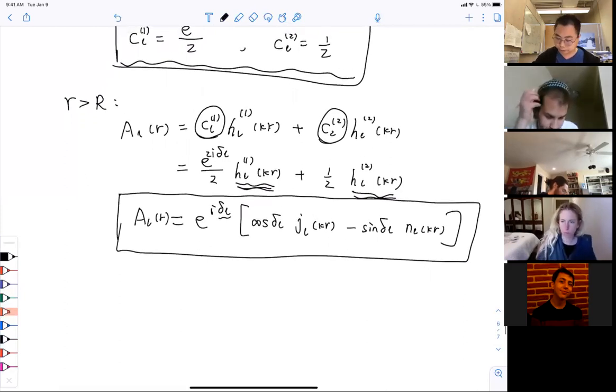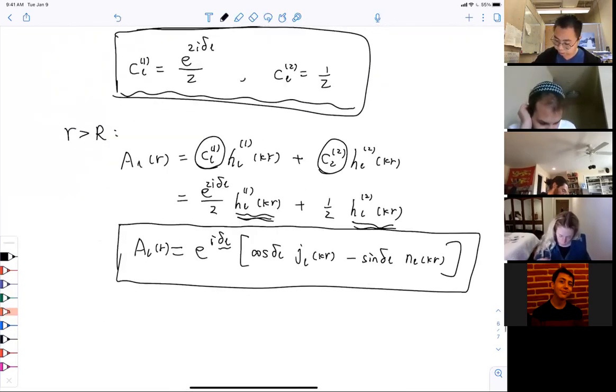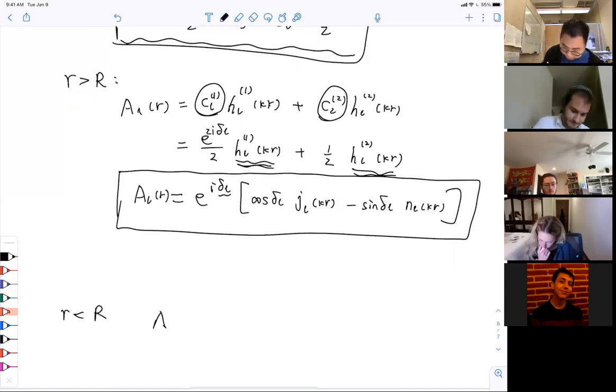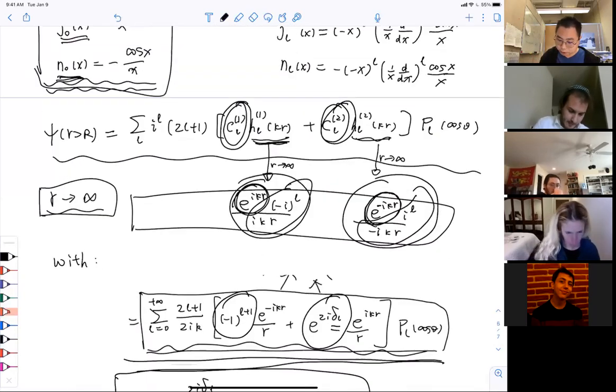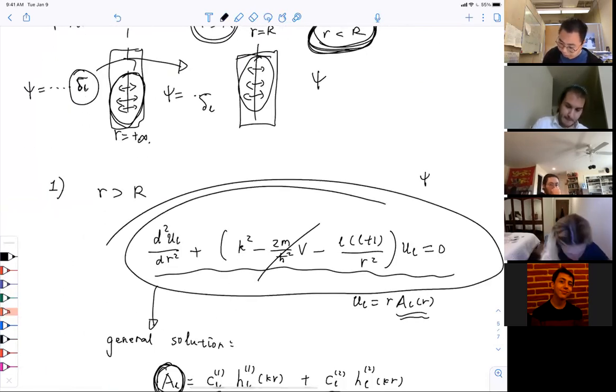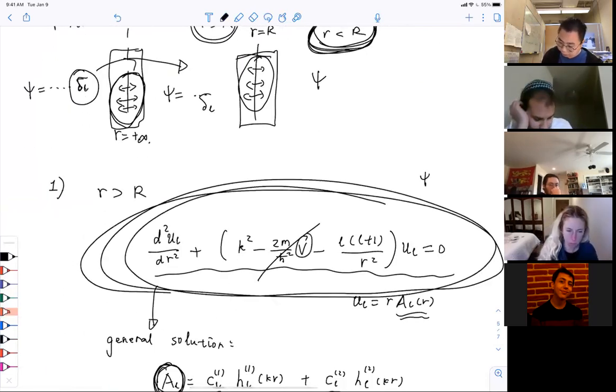Okay, so it seems it's clear. So let me give you an example of how to determine this delta L. To determine the delta L, we need to look at the radial wave function inside the scattering potential. Now, similarly, we need to solve the differential equation here, this guy, with some expression of the V.